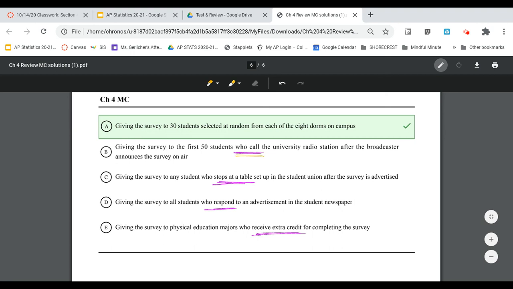So for B, here they have to call. In C, they have to choose to stop at a table. D, they have to choose to respond. E, they're going to be interested in extra credit, so that's going to make people want to do it. So all the other ones have things going on that require students to volunteer themselves into it. So that's going to create voluntary response bias.